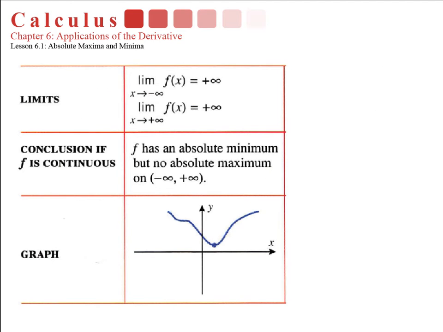Let's now discuss some general conclusions that we can make. What if we know that if we take the limit as x goes to negative infinity of the function, we get positive infinity, and we also know that if we take the limit as x goes to positive infinity of the function, we get positive infinity. In other words, the end behavior of the function is positive infinity in both directions. Well, a conclusion that we can make, if f is continuous, of course, is that f has an absolute minimum but no absolute maximum on the open real line from negative infinity to infinity. So the graph would look something like the following.